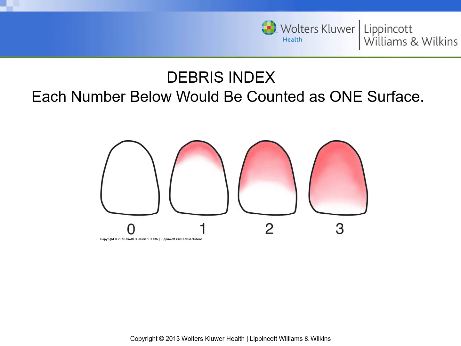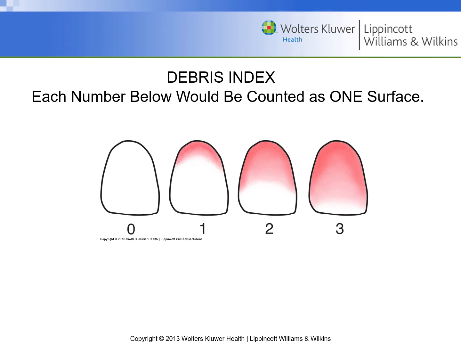This is a debris index. This is just to show you, there are just so many different indexes. Each number would be counted as one surface. And this is the same as it would be for plaque. So if you have nothing, you wouldn't count it, of course.